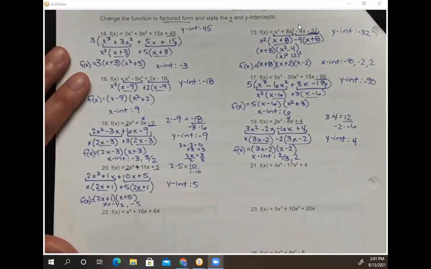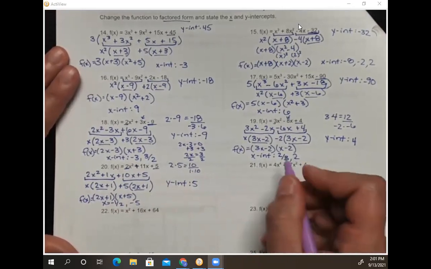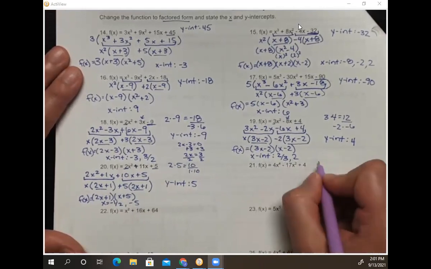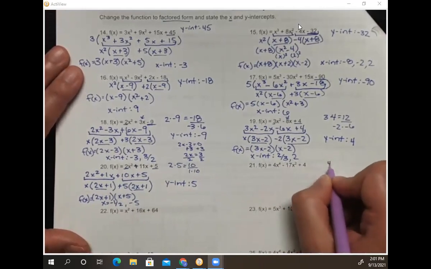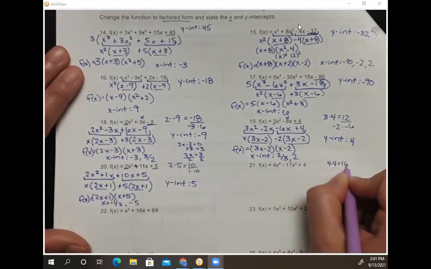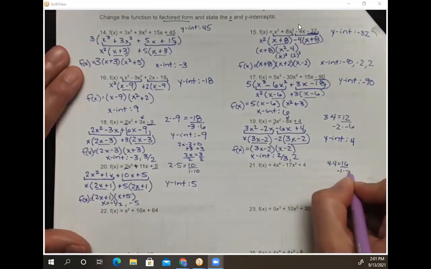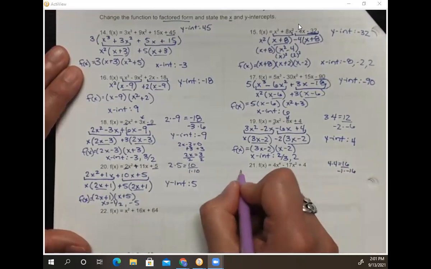Number 21 is another trinomial, another 3-term problem. I do not have a GCF for the entire problem. So again, I'm going to use the AC method since my lead coefficient is not 1. So this would be 4 times 4, which is 16. And I want factors of 16 that add to -17. So I'm going to use -1 and -16. So I'm going to rewrite this.